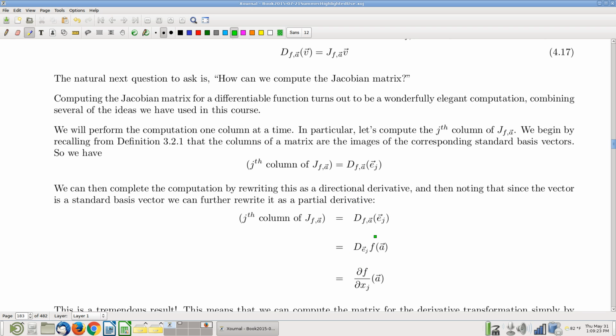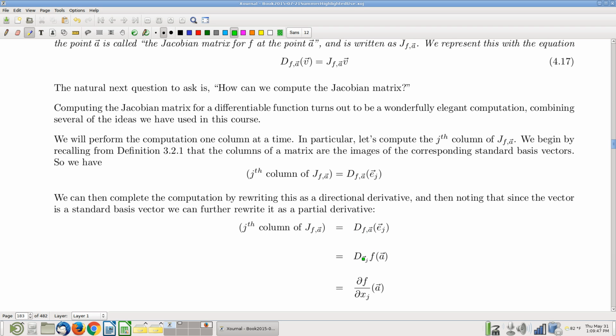And then, from a couple of days ago, what is a directional derivative? How do I compute a directional derivative? Asterisk, my velocity vector is a standard basis vector. Oh, well, your velocity vector is a standard basis vector. Directional derivatives are partial derivatives. So here's the awesome punchline. I mean, this is not a hard proof, by the way. Quick digression. There's 3 steps in this calculation, right?